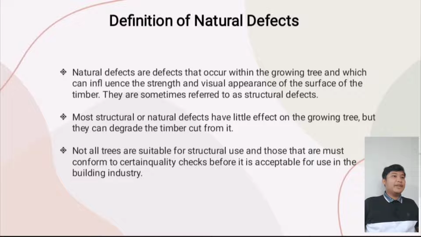Definition: natural defects. Natural defects are defects that occur within the growing tree and which can influence the strength and visual appearance of the surface of the timber. They are sometimes referred to as structural defects. Most structural or natural defects have little effect on the growing tree, but they can degrade the timber cut from it. Not all trees are suitable for structural use; those that are must conform to certain quality checks before they are acceptable for use in the building industry.